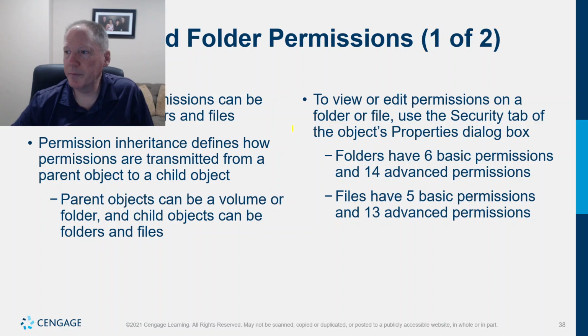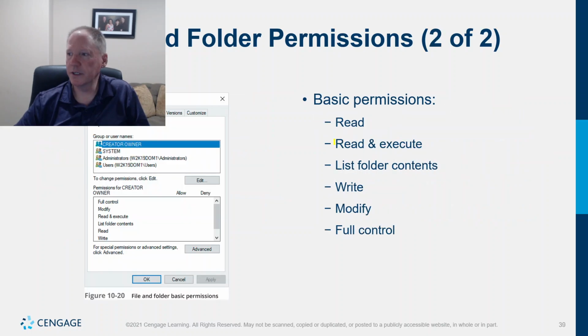Now, file and folder permissions can be configured on both folders and files. And the folders inside of the shared folder will inherit from the parent folder, just like the files will inherit from the parent folder. And folders have 6 basic permissions and 14 advanced permissions, where files have 5 basic permissions and 13 advanced permissions.